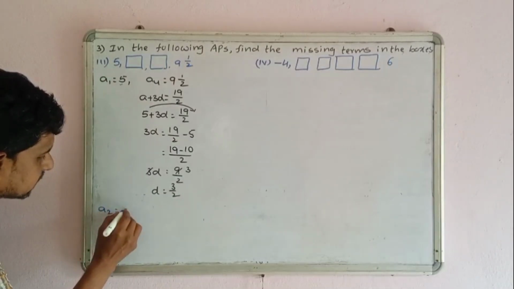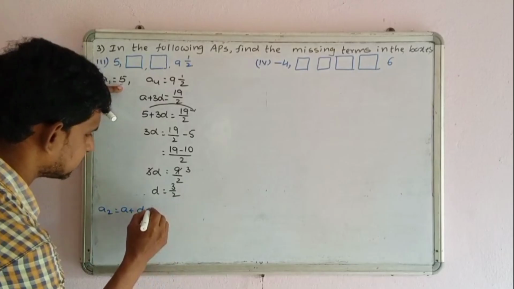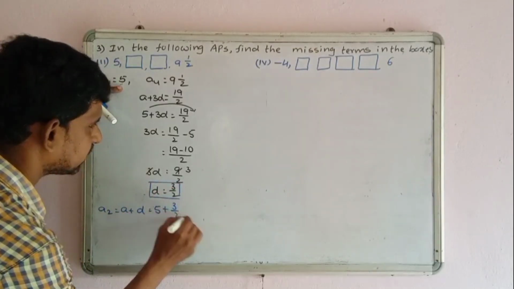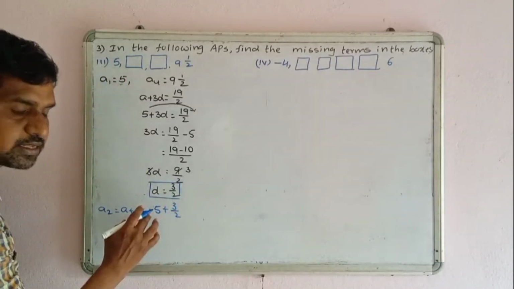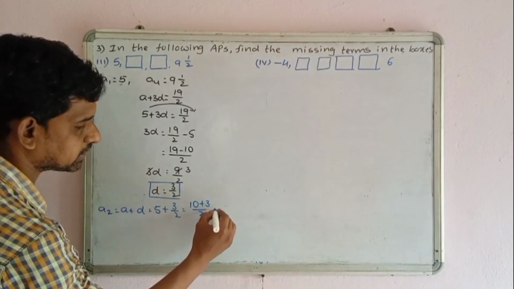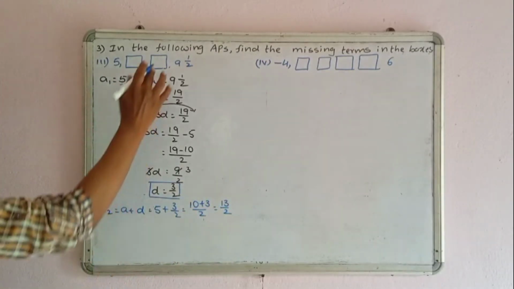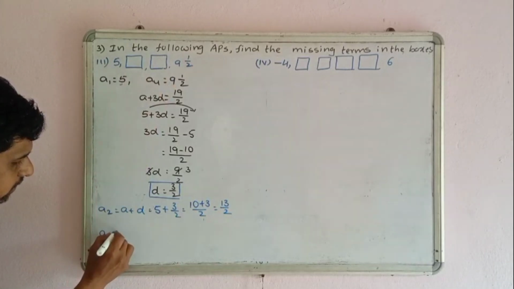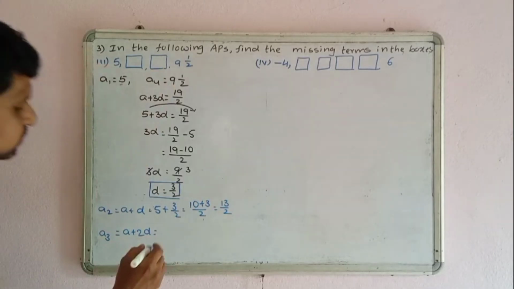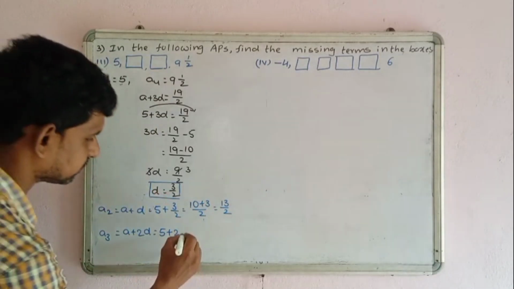A2. A2 means A plus D. The value of A is 5 plus D value 3 by 2. 2 5s are 10. 10 plus 3 by 2. 10 plus 3 is 13 by 2. 13 by 2. Next, A3 equals A plus 2D. So A value is 5 plus 2, D value is 3 by 2.